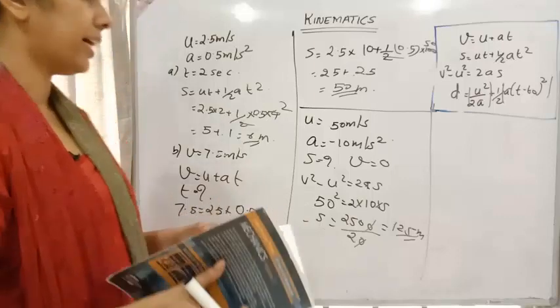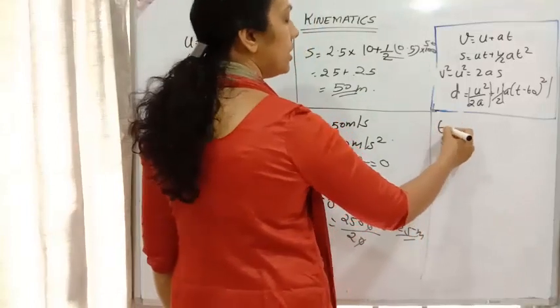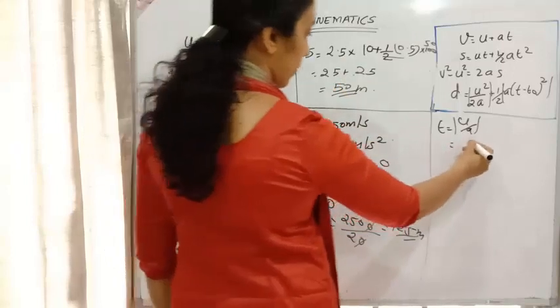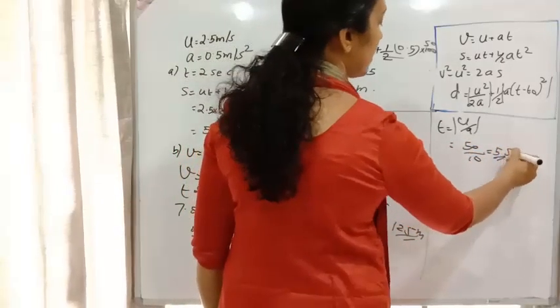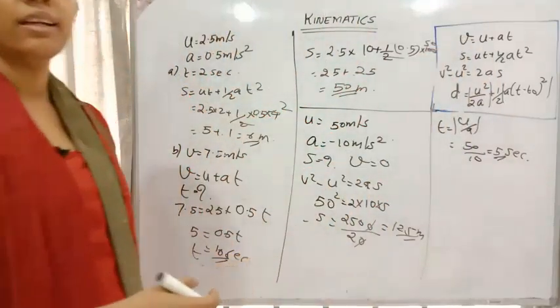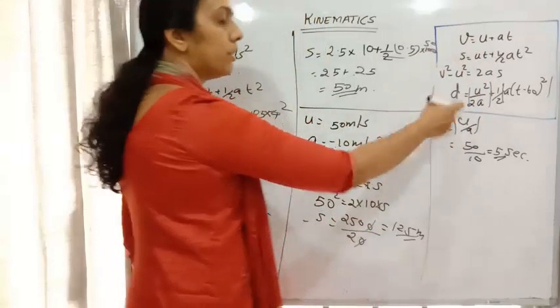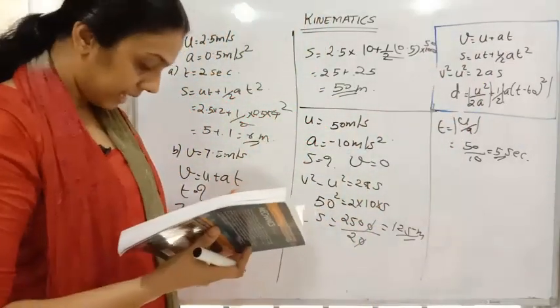And the time to reach the maximum height, how will we find out? We know t is equal to u by a is the formula. Therefore, u is 50, acceleration is 10. Therefore, we will get the answer as 5 seconds. Okay, directly, no need to substitute v equals 0 and all that. You can directly apply the formula t is equal to u by a and get the answer.